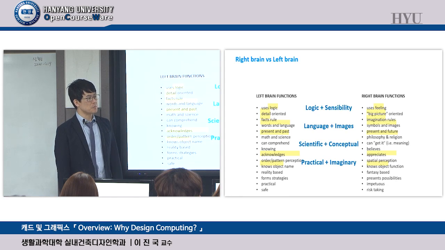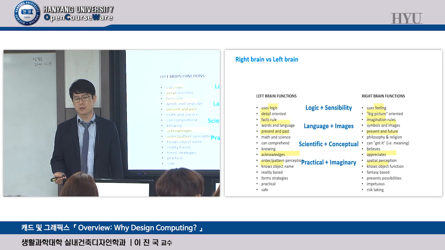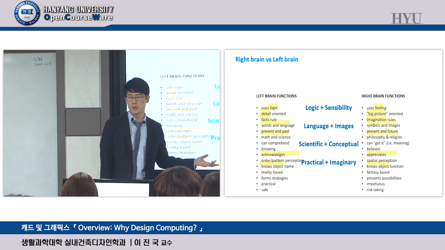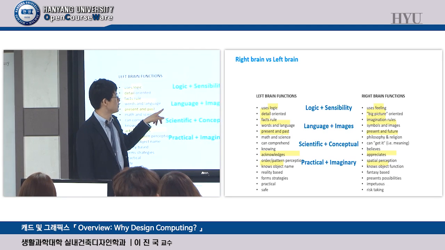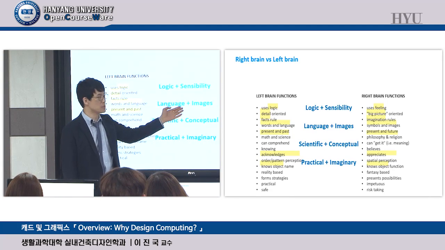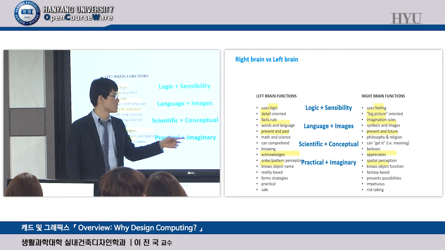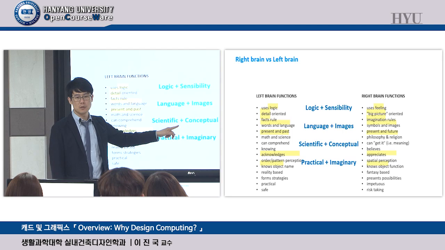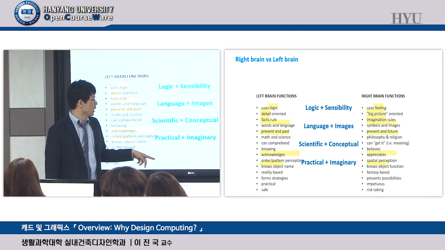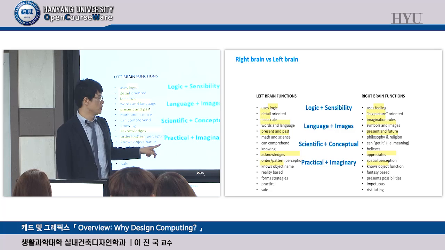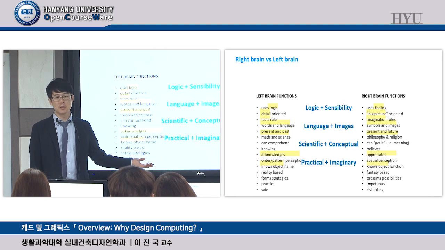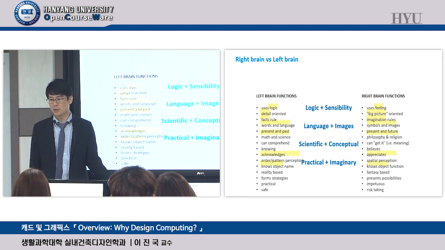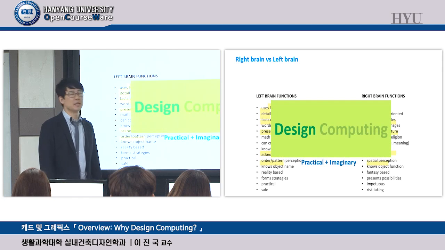But the conclusion here is not only this part. My conclusion here is actually both, okay? You need to have logic and sensibility. You have to be fluent in language as well as images, of course, and you have to be scientific. Also you should be conceptual, okay? Also you have to be practical and imaginary, okay? Blended, something merging, okay? That is a good and important point.